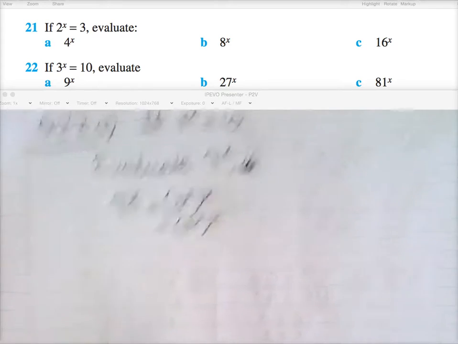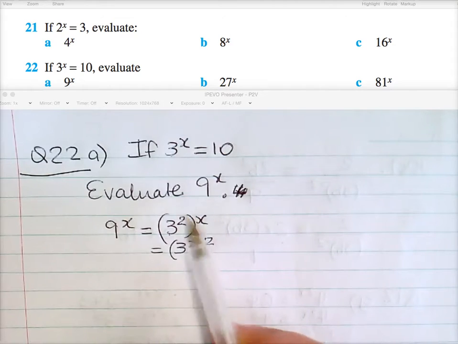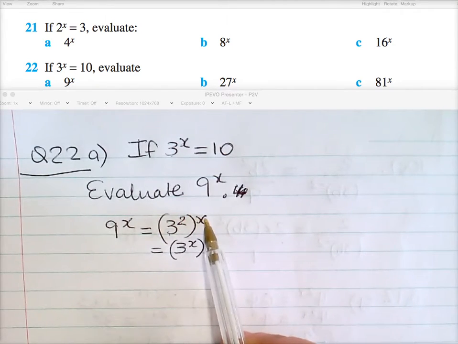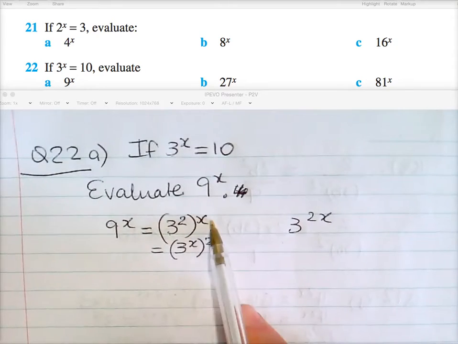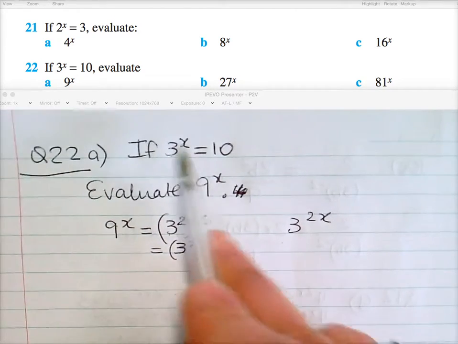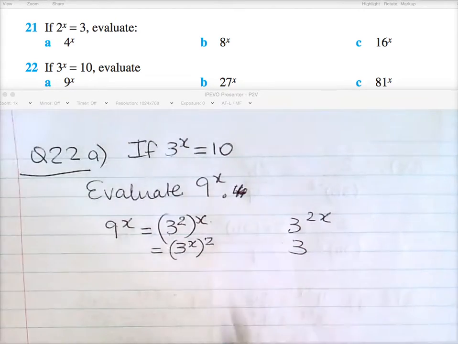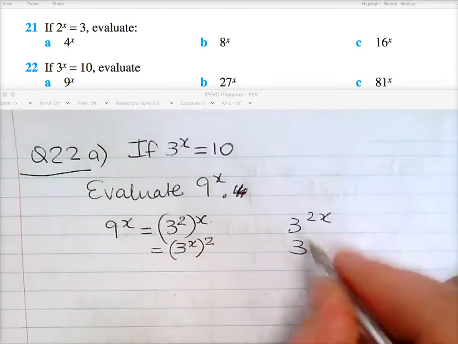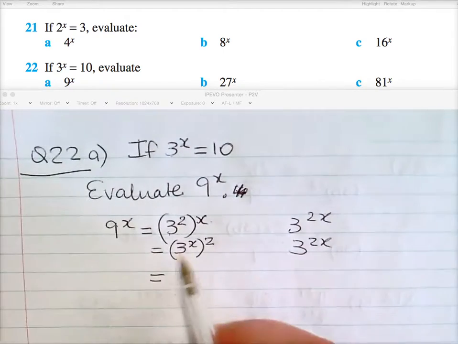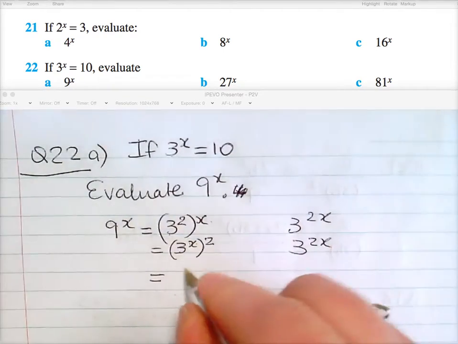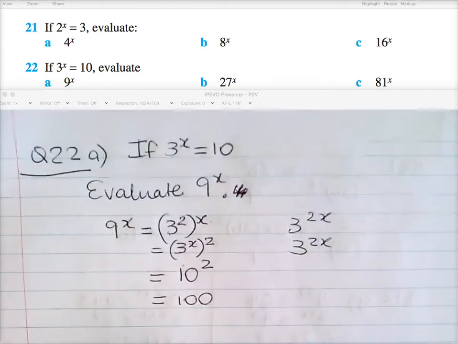Look what I've done. Girls, you need to look. 3 squared to the power of x, we know we're going to multiply the 2 and the x. That's equal to 3 to the 2x. I'm swapping these. You know why? Because I want to have 3 to the power of x. Aren't they both the same? What's x times 2? Isn't that also 2x? When I change it this way, I can make the substitution for 3 to the power of x, which is 10 squared, which is 100.